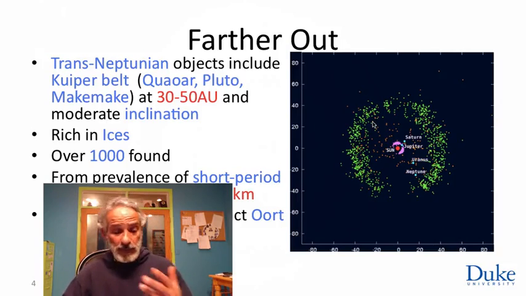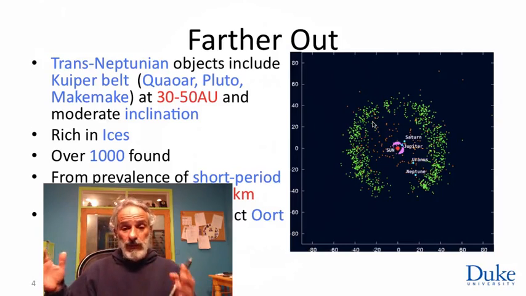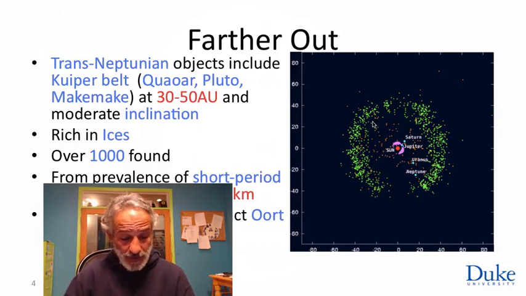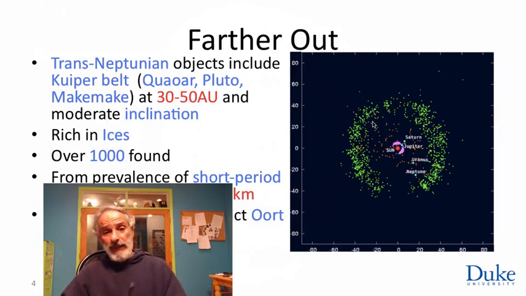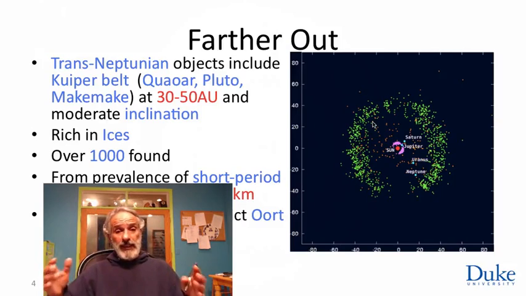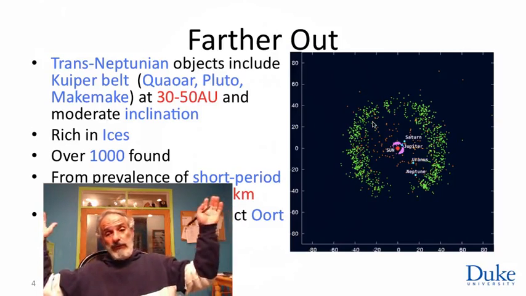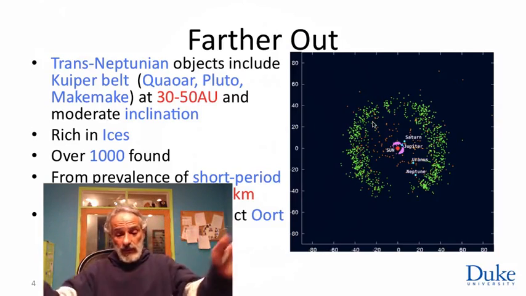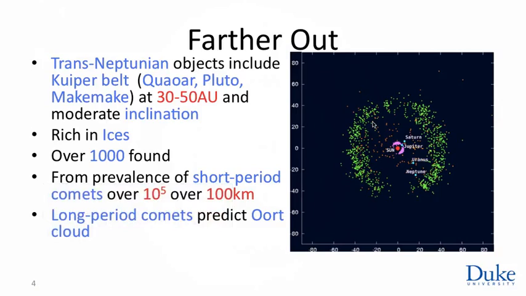The prevalence of short-period comets leads one to estimate that there are over 100,000 Kuiper belt objects with radii above 100 kilometers. So there are a lot of things out there. And then the long-period comets, as I said, predict this Oort cloud, which extends out to 50,000 astronomical units and is spherically symmetric. So the solar system goes on for a while.